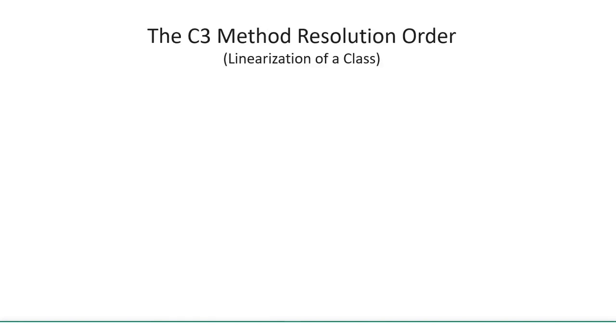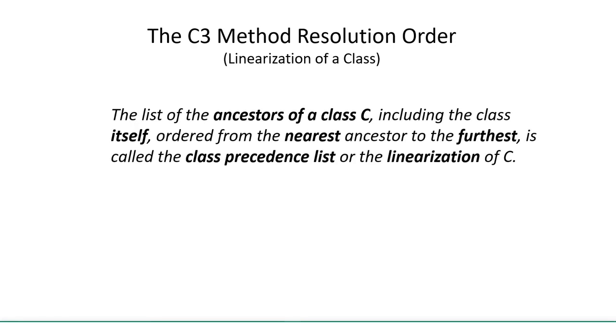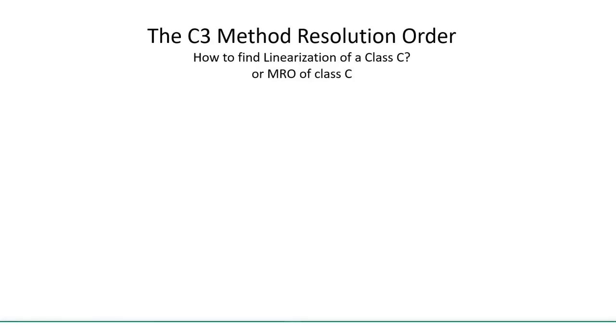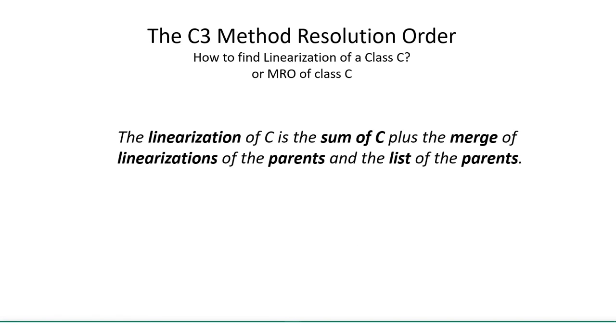So what is this C3 method resolution order, or linearization of a class, all about? It's nothing but the list of ancestors of a class C, including the class itself, ordered from the nearest ancestor to the furthest. This is termed as the class precedence list or linearization of class C, which we interchangeably term as MRO, or method resolution order, of class C. How do we formally define it? Here we go. The linearization of class C is nothing but the sum of class C plus the merge of linearization of its parents and the list of its parents.